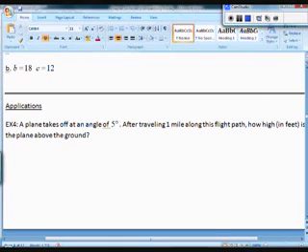Okay, first off, applications. A plane takes off at an angle of 5 degrees. After traveling 1 mile along its flight path, and that's something you need to pay attention to, it's along its flight path, not along the ground. After traveling 1 mile along its flight path, how high in feet is the plane above the ground? 1 mile, that's not in feet. So I would change one or the other. I would change probably miles to feet.